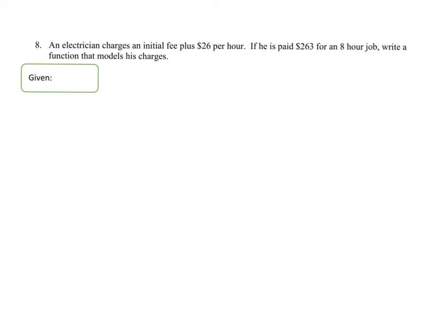Let's continue writing linear equations. So in this one, we are told that an electrician charges an initial fee plus $26 per hour. If he is paid $263 for an 8-hour job, write a function that models his charges. So as I look at what my given information is, this $26 per hour, hopefully that stands out to you as the slope. Whenever you see something per something, so I know that I'm given m, and I'm not given b this time, but instead I'm given an ordered pair or a point. So I'm given m and a point.